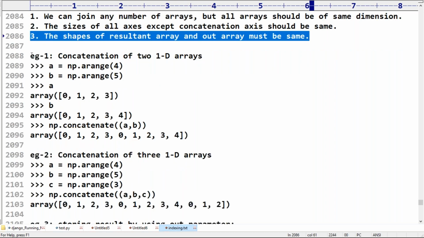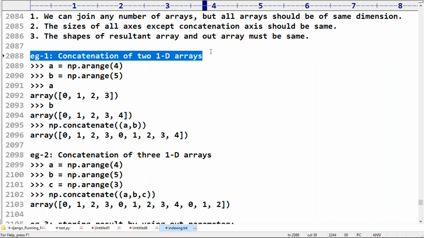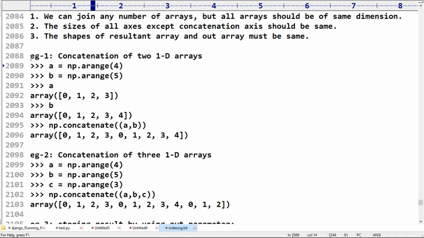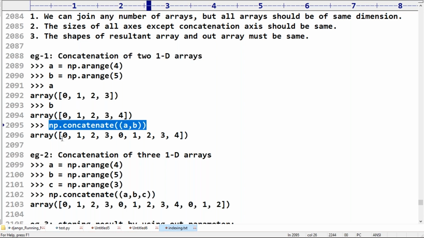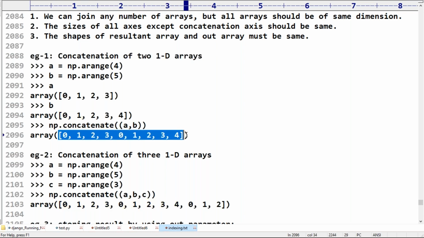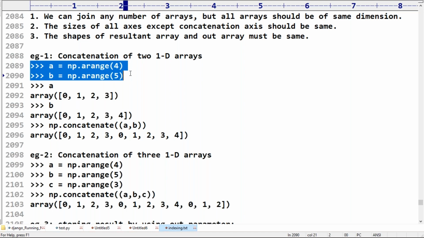Sir, now concatenation of two 1D arrays. Can you please confirm? For a one-dimensional array, how many axes will be there? Only one axis, correct? Only axis 0. There's no question of axis 1, axis 2, and so on. Now, if you concatenate both, we will get this. Have you observed, right? But make sure both should be of the same dimension, one dimension only.